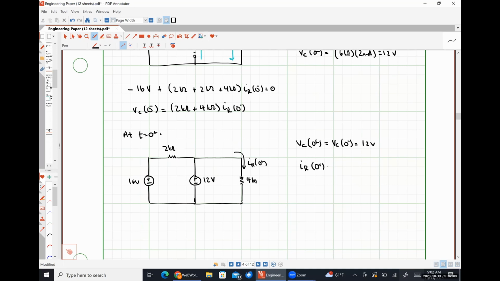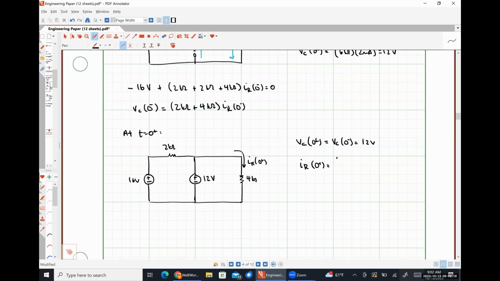IR at 0 plus is going to be what? Exactly right. 12 volts divided by 4 kiloohms is 3 milliamps. Does anybody have any problem with the analysis that we did here? Okay, fairly straightforward.